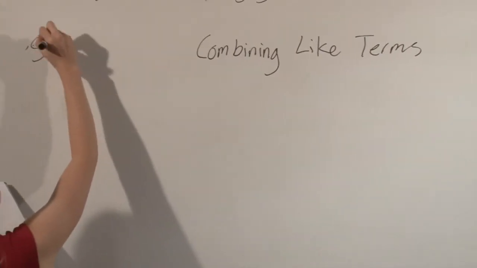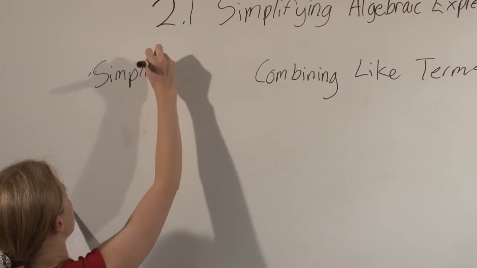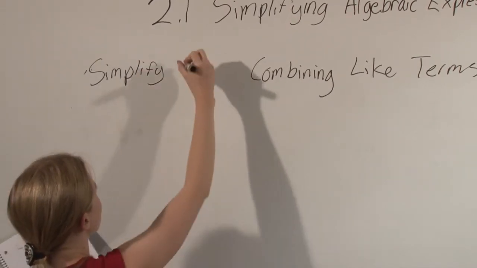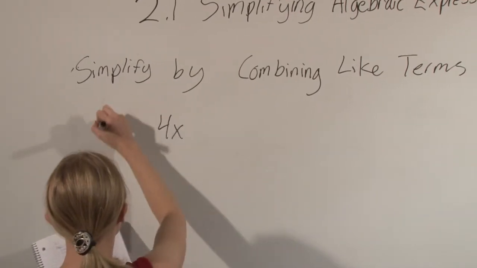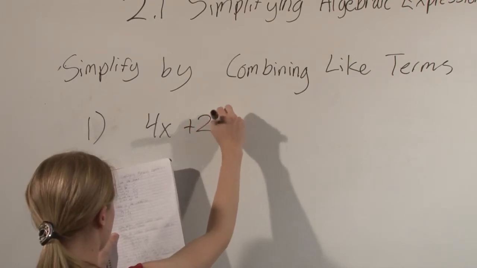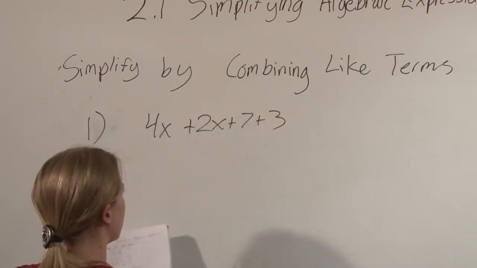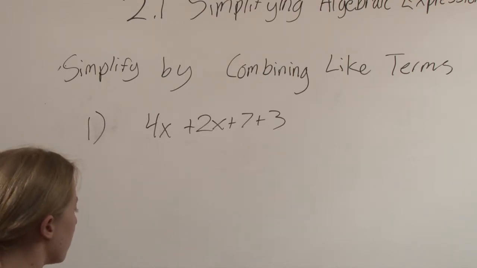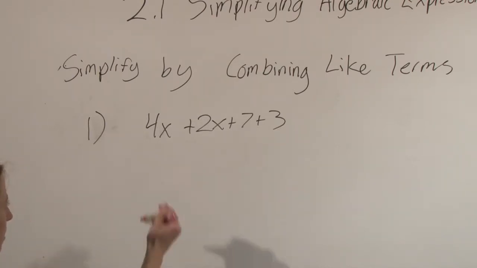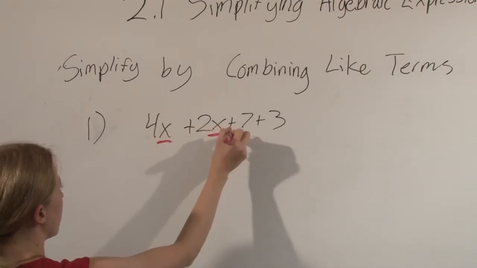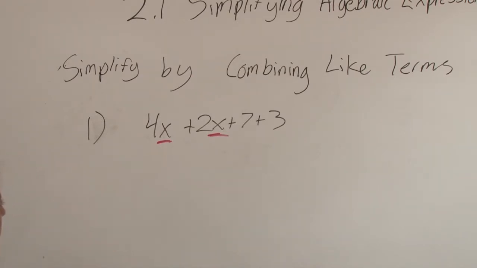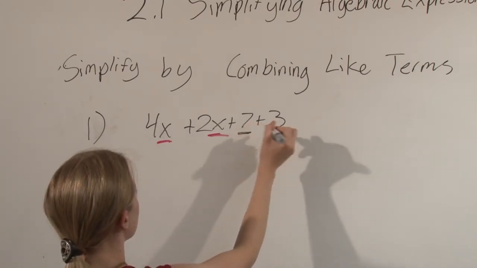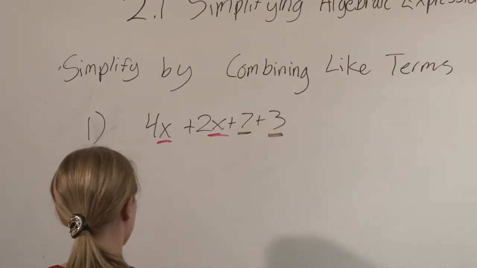So I'm going to do a couple of examples. And you'll get some problems like this where it says simplify by combining like terms. So I could have 4x plus 2x plus 7 plus 3. So then what are the like terms? The 4x and the 2x both have x, and it's not raised to any powers. It's raised to the 1 power. So those are like terms. And then these two constants, 7 and 3, are also like terms.